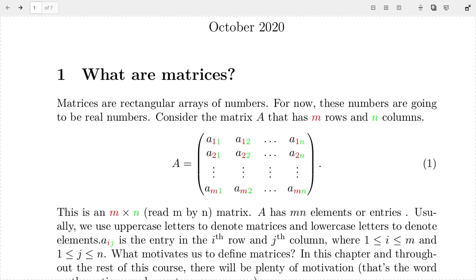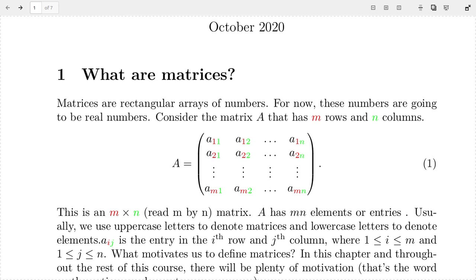Okay, this is your second lecture for MAT 212. In this lecture, we're going to cover matrices. We've looked at vectors in the first lecture, which are an example of matrices, but now we're going to look at matrices in general. So what are matrices?